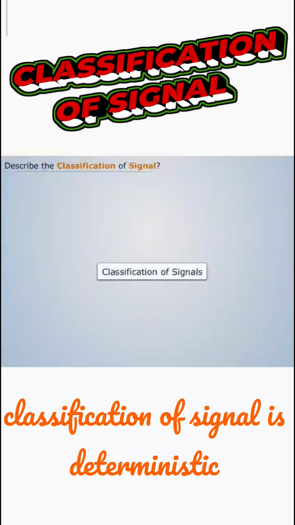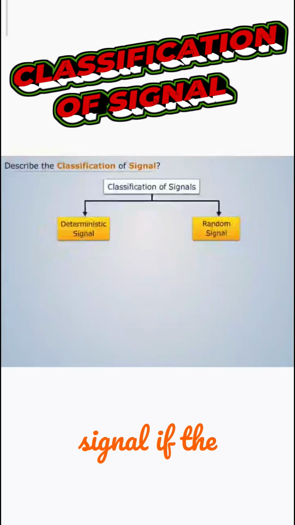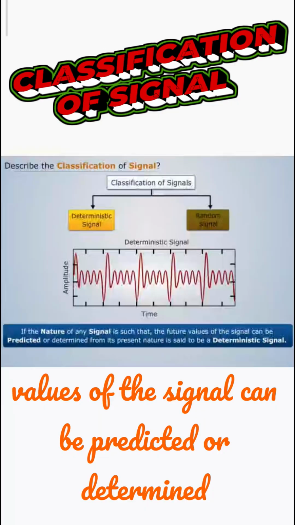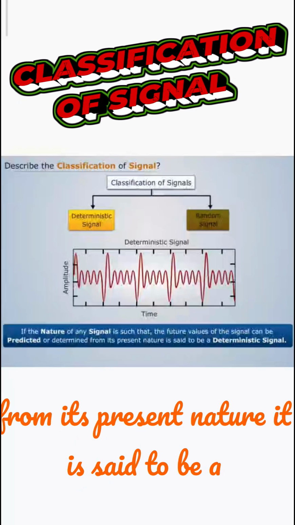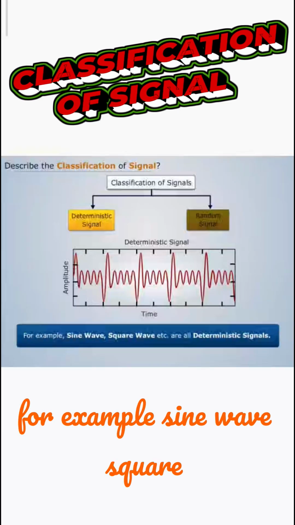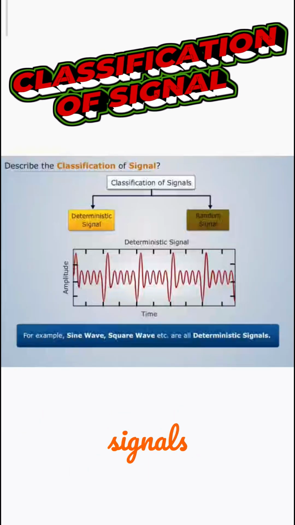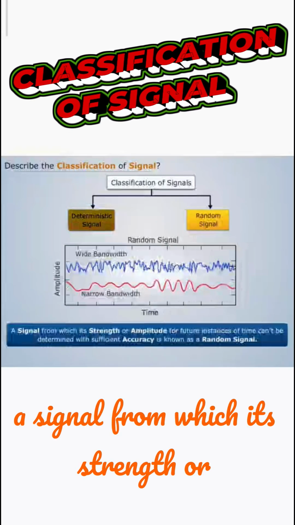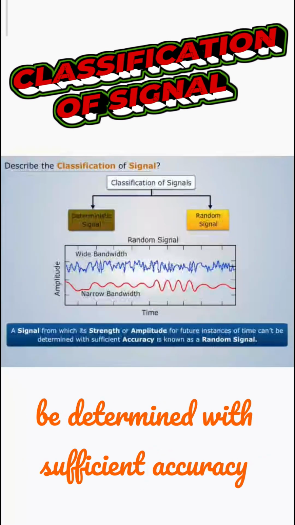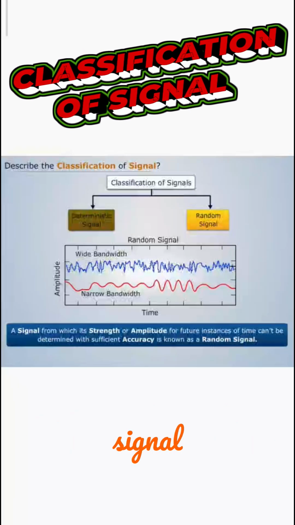Now the next classification of signal is deterministic signal and random signal. If the nature of any signal is such that the future values of the signal can be predicted or determined from its present nature, it is said to be a deterministic signal. For example, sine wave, square wave, etc. are all deterministic signals. A signal whose strength or amplitude for future instances of time can't be determined with sufficient accuracy is known as a random signal.